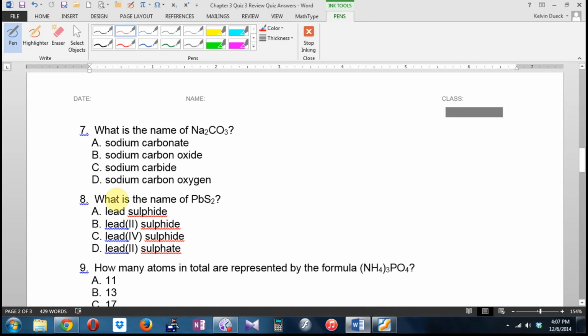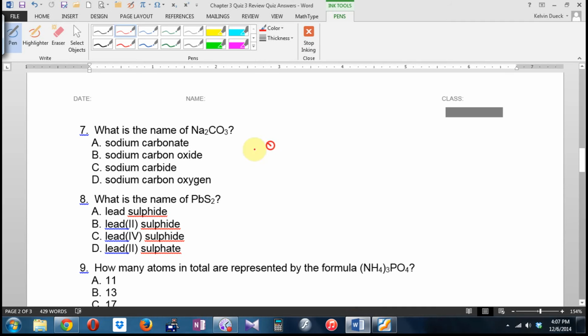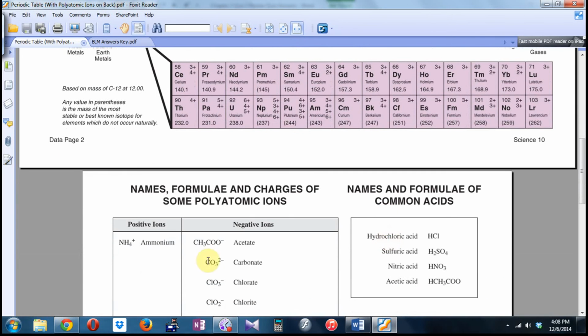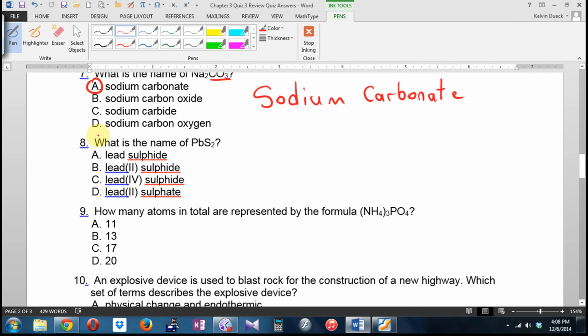What's the name of Na2CO3? Na, please tell me it's not multivalent. Thank goodness. So it's going to be sodium. Does that help? Oh, you know what? Doesn't help. Oh, CO3. That's a polyatomic. In fact, I think that's carbonate. Yes, it is. Carbonate. It's going to be sodium carbonate. A.